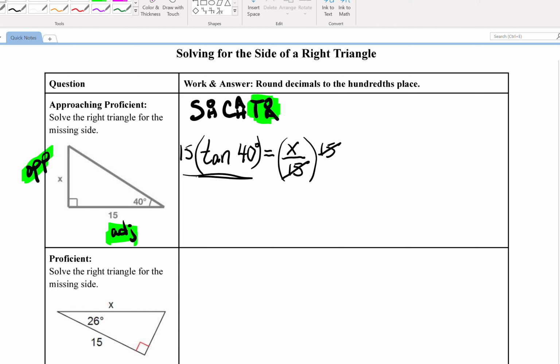So then this really is what I need to put in the calculator. And you can write it as just 15 tangent 40. But that means, just like whenever we have something like 15x, for example, it means that this is 15 times the tangent of 40. And so that's what you've got there. We're going to go ahead and put that in the calculator.